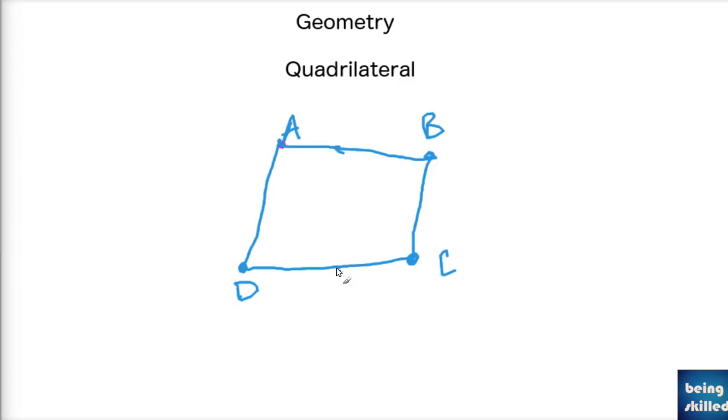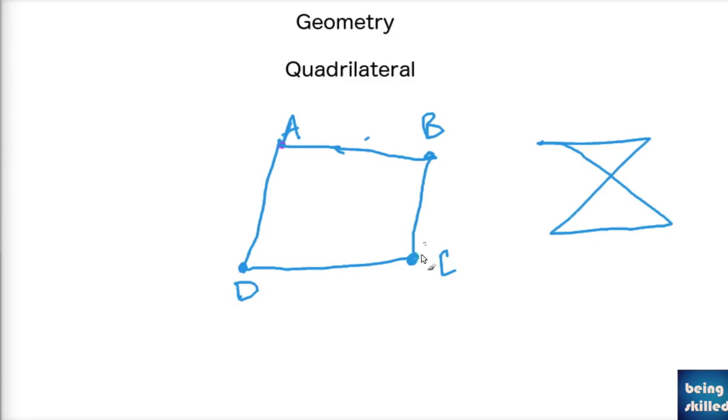So this figure which we formed using the line segments is called a quadrilateral. In a quadrilateral, no line segment can intersect another. If it is intersecting something like this, then it is a self-intersecting quadrilateral or complex quadrilateral. So in this case we'll be just talking about non-self-intersecting quadrilaterals.